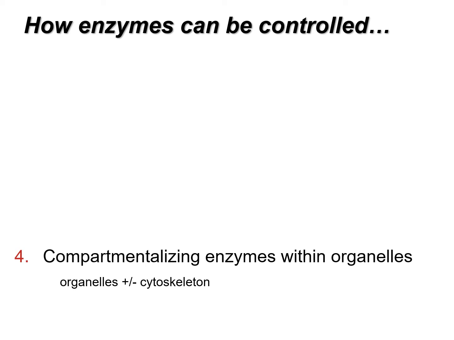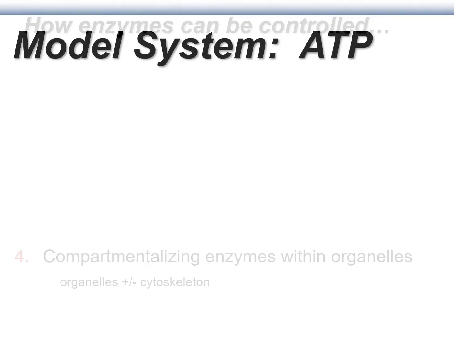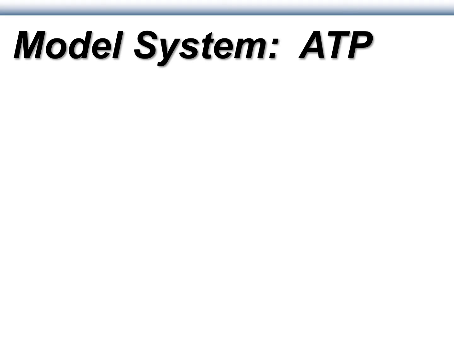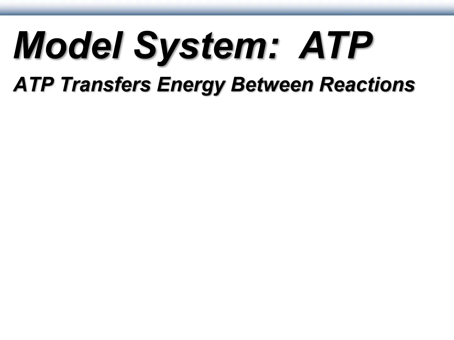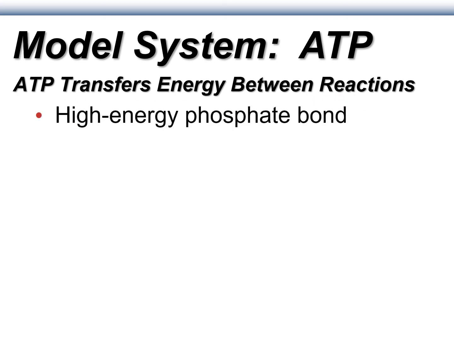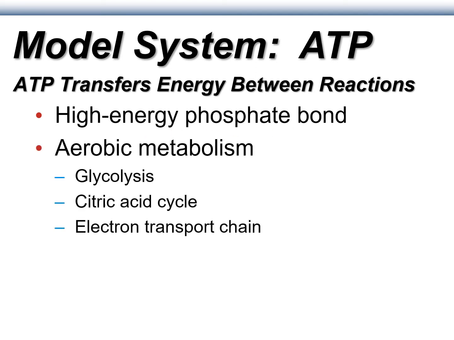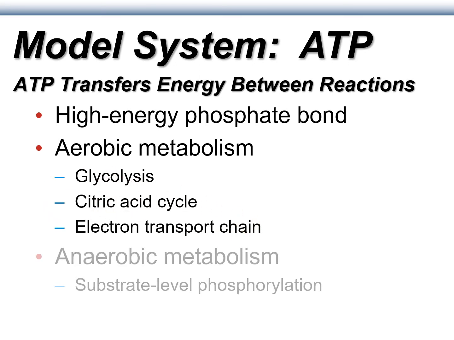Let's look at an example. I'm going to use a model system here. Our model system for compartmentation for regulation is making ATP. ATP is very important for transferring energy and storing energy in a given cell. It has that high energy phosphate bond. So we have aerobic metabolism, which is a 3-phase multi-step thing that you learned about in 165. We also have anaerobic metabolism. It's also multi-step in nature, and again occurs in a given area. These 3 major areas all occur in different places within the cell or within an organelle. So there's that compartmentation.